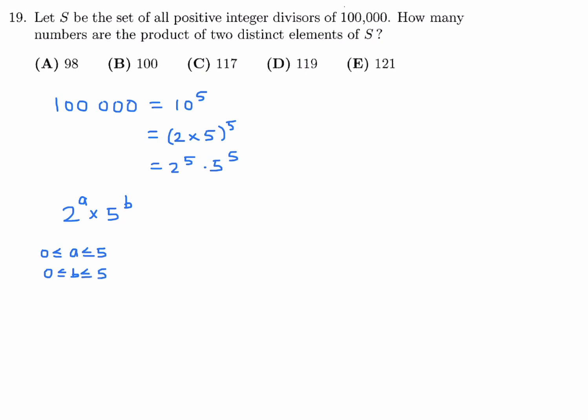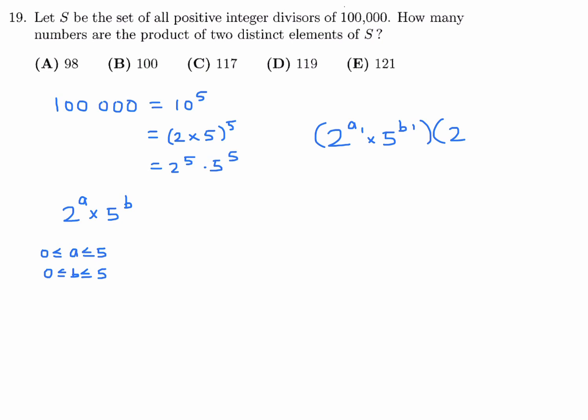These would be the divisors, any number of that form, where A is between 0 and 5 and B is between 0 and 5. Okay, so we take two distinct of those elements. So if I take two distinct, the first one I'll call 2^A1 times 5^B1. And then I'm taking a product, so the next one would be distinct, so it's going to be another, with A2.